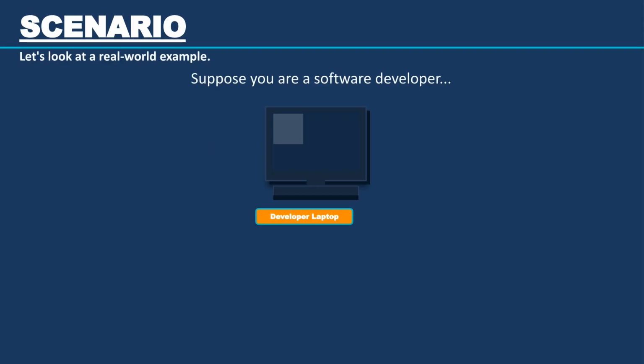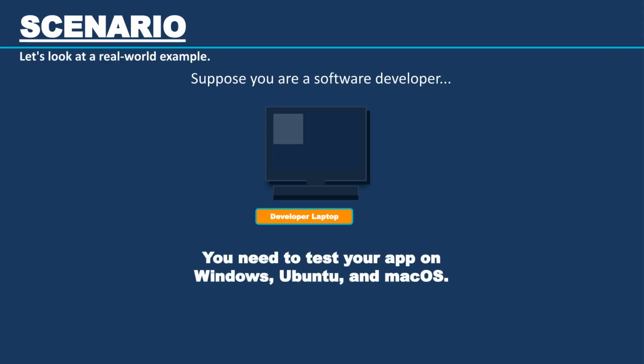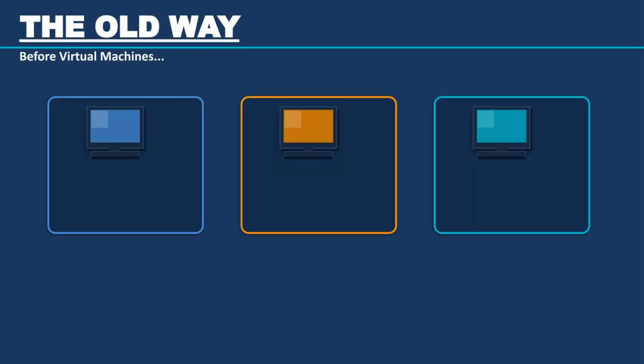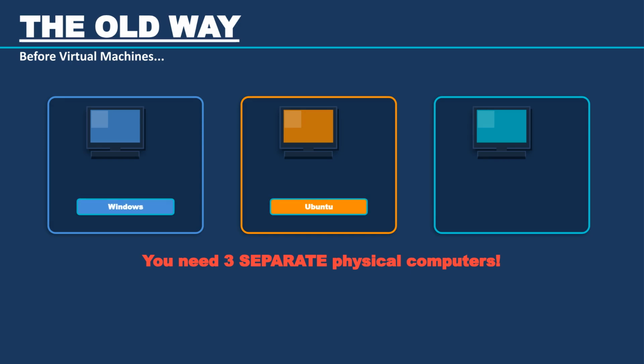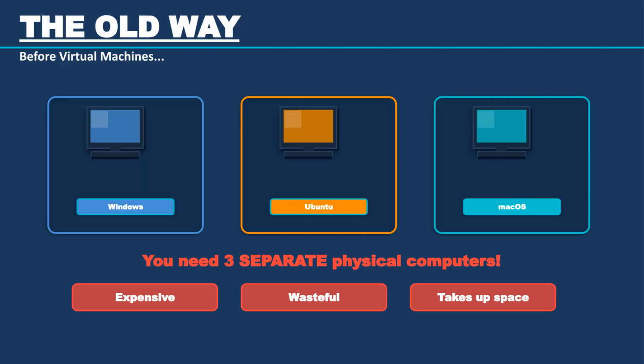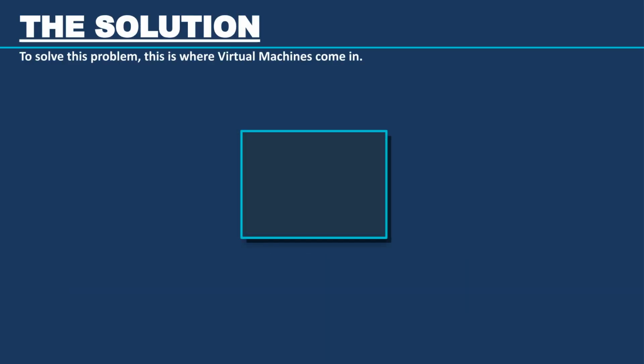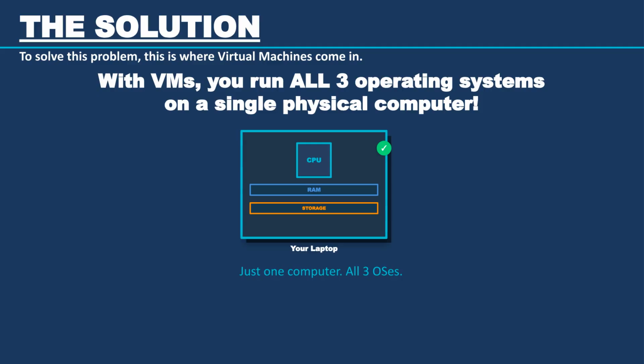Let's consider a scenario. Suppose you are a software developer who needs to test an app on Windows, Ubuntu, and Mac OS. The old way would require 3 separate physical computers, one for Windows, one for Ubuntu, and one for Mac OS. This is expensive, wasteful, and takes up space. The solution is virtual machines. With VMs, you can run all 3 operating systems on a single physical computer, like your laptop. Just one computer, running all 3 operating systems.